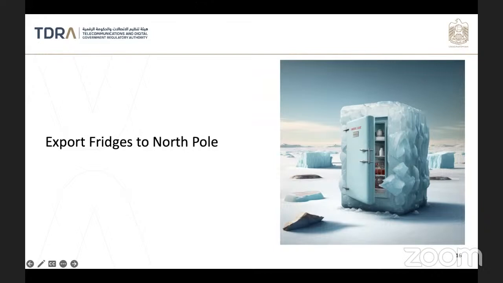So actually, the role of a fridge in the North Pole is to keep the food at the normal edible temperature, which is 4 to 10. Because if you leave it outside, it will go below that. It will be frozen and you cannot eat it. So now we ask the question again. Is it a good idea to export fridges to the North Pole?